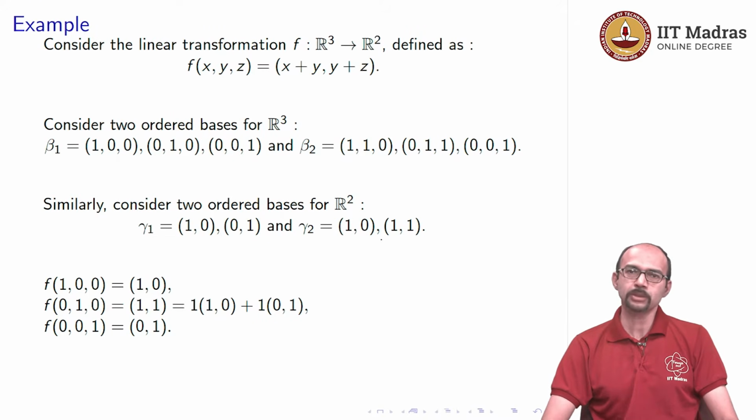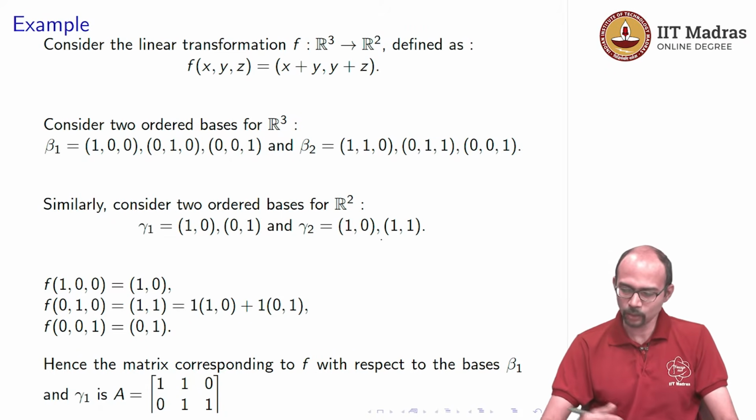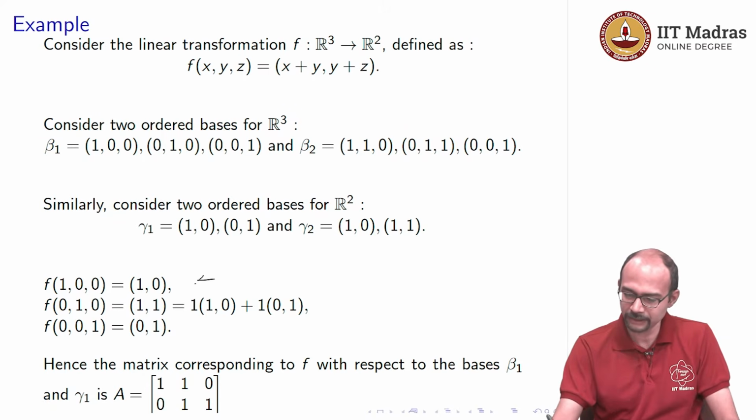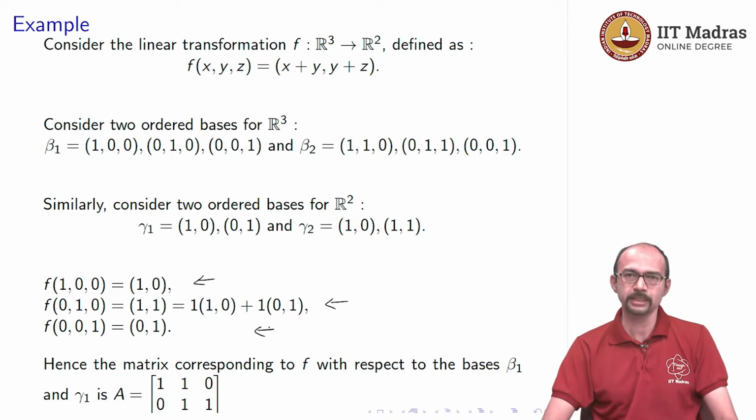So, if you want to write down the corresponding matrix for this linear transformation, that is corresponding to the standard ordered basis for R3 and standard ordered basis for R2, you get 1 0, 1 1 and 0 1. So, where is this 1 0 coming from? It is coming from here. Where is this 1 1, the second column, coming from? It is coming from these coefficients, and the third one is coming from these coefficients. This is something we did in our previous videos.